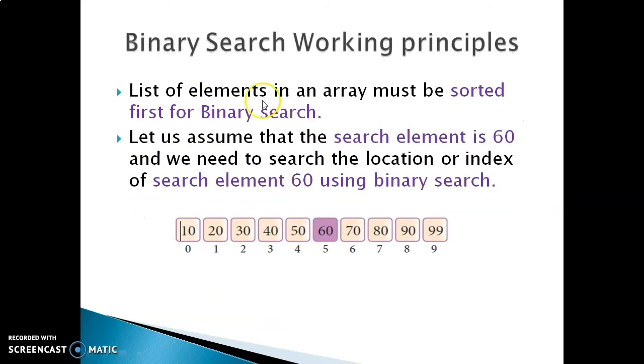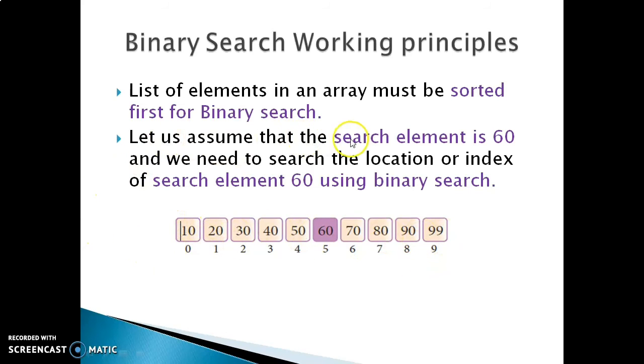Now you can see one example for better understanding of the binary search working principle. In this example, I will take one array. The list of elements in an array must be sorted first for binary search. So what is the first step in binary search? The array elements must be in sorted form. See this example: 10, 20, 30, 40, 50, 60, 70, 80, 90, 99. The array elements are in sorted, ascending order.